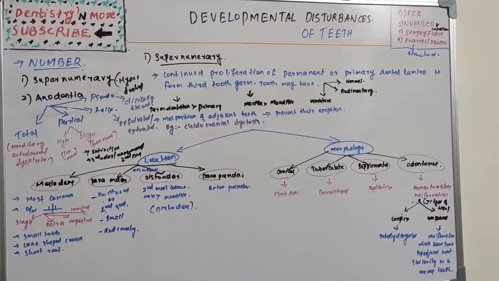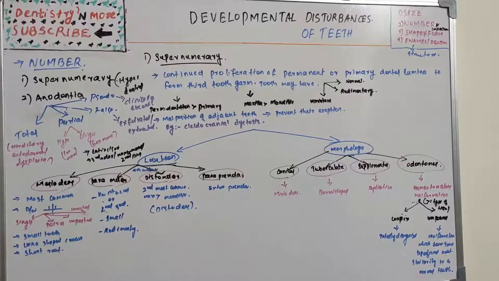The supernumerary teeth are also known as hyperdontia. Hyperdontia means more number of teeth present compared to the normal. And anodontia is loss of teeth. So first let's see anodontia, then we'll move on to the supernumerary teeth. Anodontia has four types: total anodontia, partial anodontia, false anodontia, and pseudo anodontia. In all cases, the teeth are missing, the number of teeth is less compared to the regular number of teeth, that is 32 in permanent and 20 in deciduous.